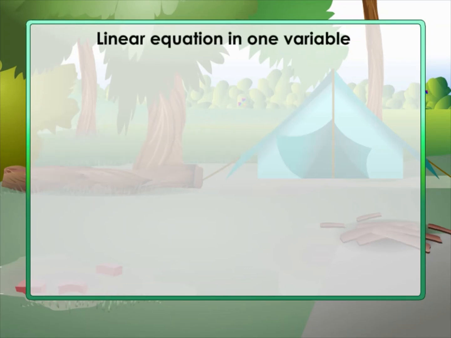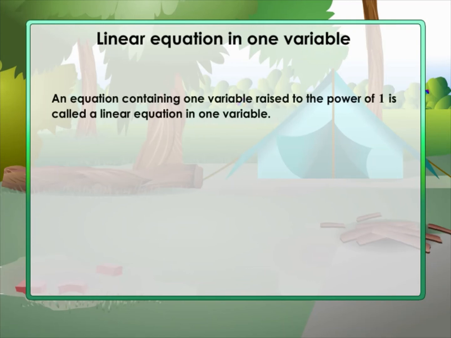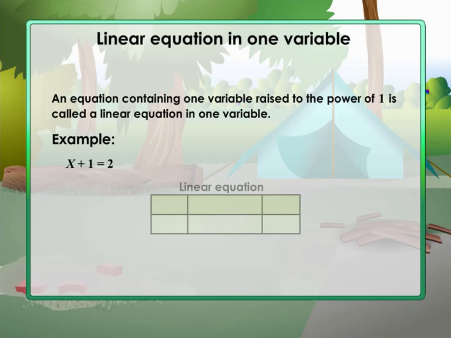Linear equation in one variable. An equation containing one variable raised to the power of 1 is called a linear equation in one variable. Example, x + 1 = 2. Consider the example x + 1 = 2. Here, the left side of the equation is x + 1, which has a power of 1 for the variable x. On the right-hand side, we have 2. In between LHS and RHS, we have the equal sign. This equation is known as a linear equation.